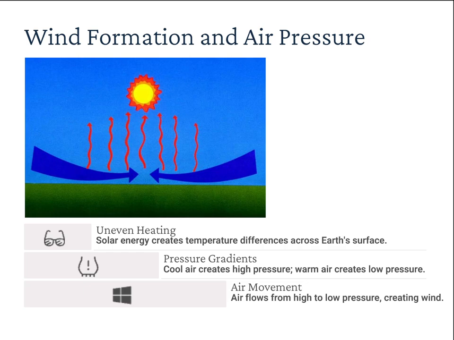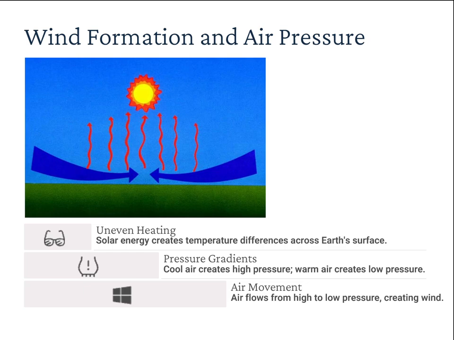When the sun heats Earth unevenly, it creates differences in air temperature. Remember, warm air is less dense and creates a low pressure zone. Cool air is denser and forms a high pressure zone. Air naturally moves from high to low pressure to try to balance things out. This movement is what we experience as wind.